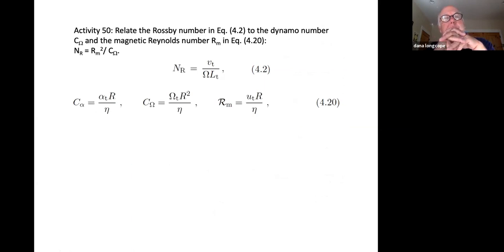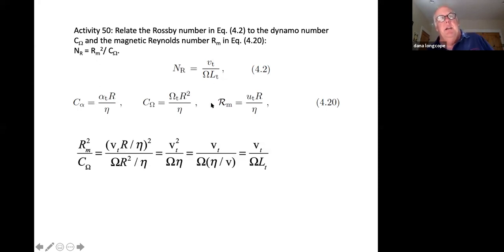The Principles of Heliophysics talks about different non-dimensional numbers that are used to characterize this. And I think for you, one of the activities you did is activity number 50. And it's to show that the Rossby number here is actually related to the magnetic Reynolds number, and then this other C sub omega. And I'll just go through it.